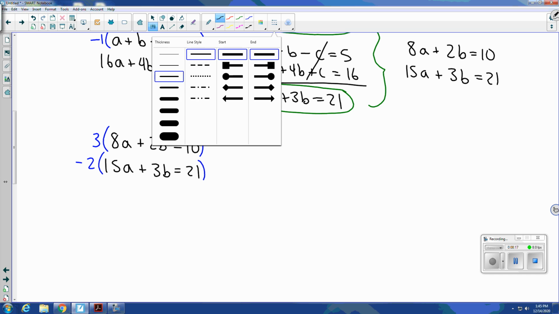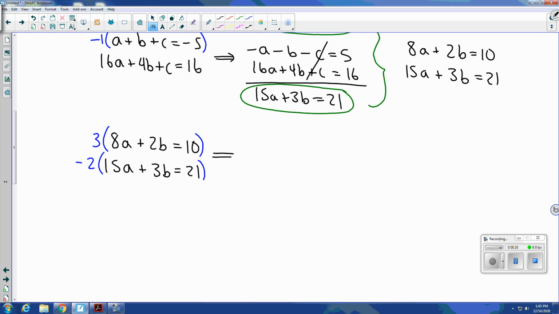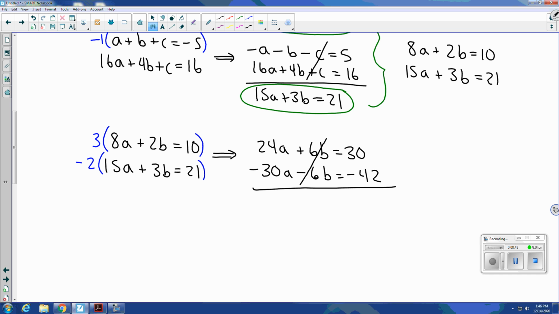Simplifying this, make sure you're multiplying both equations by that scalar. So we're going to get 24A plus 6B equals 30. It's a common mistake to forget to multiply that constant on the other side of the equal sign by that scale factor. Then we're going to get minus 30A minus 6B is equal to negative 42. Now when I add these equations, the B's cancel. And I get negative 6A equals negative 12. So A is equal to 2.